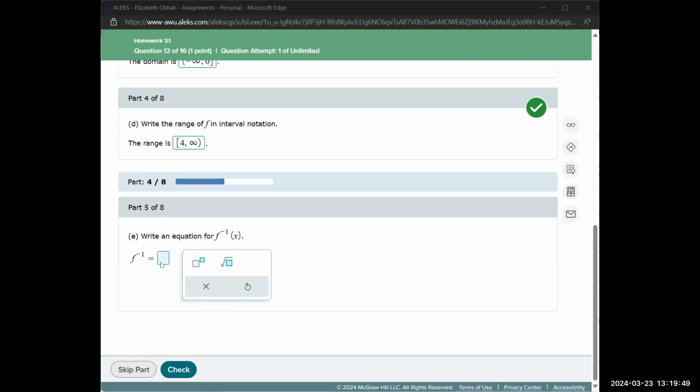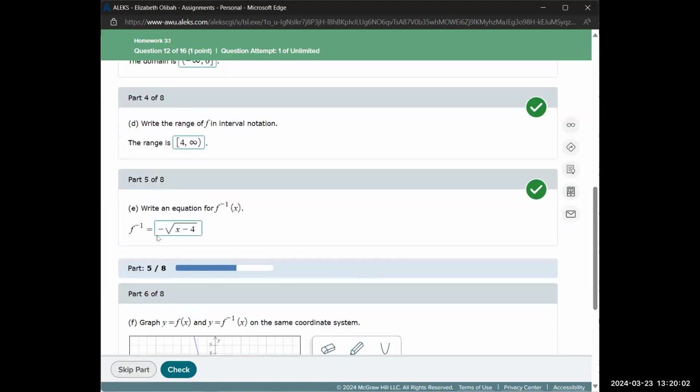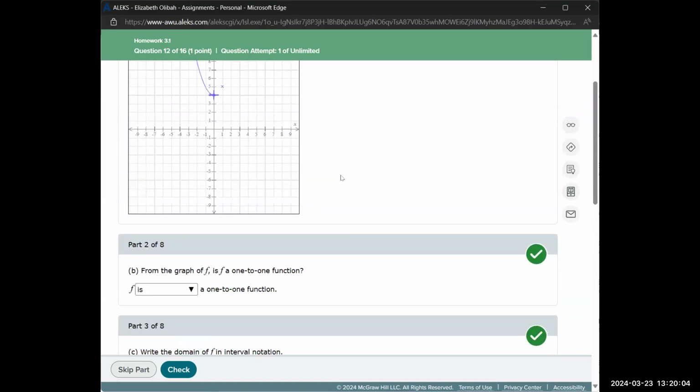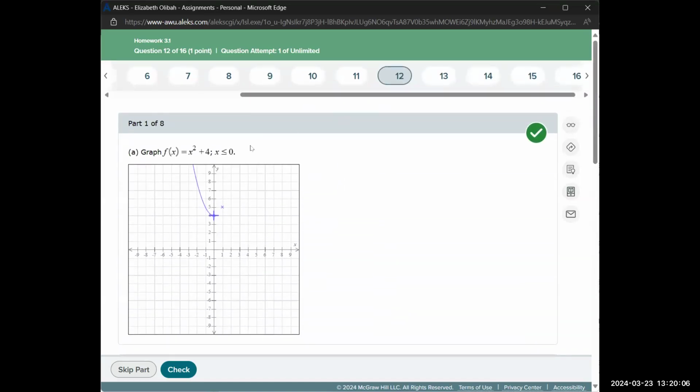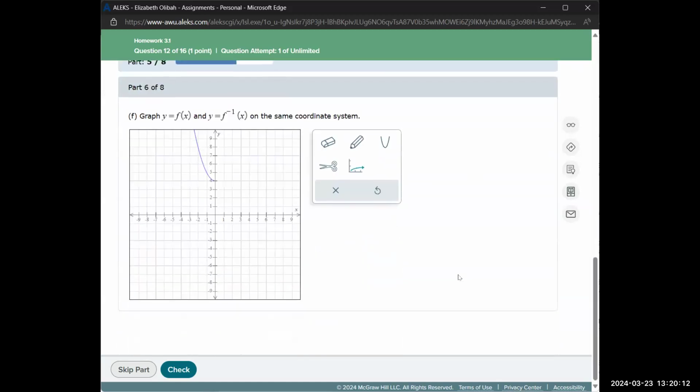So back to the inverse, it would be negative square root of x minus 4. Okay, so again, why was it not plus and minus? Just because of the fact that in the very beginning, we only wanted where x is less than or equal to 0. So we only needed the negative part. Now it wants me to graph both parts. So how would I graph negative square root of x minus 4?